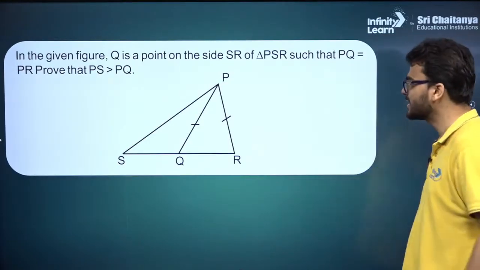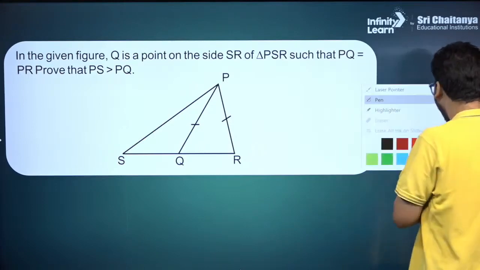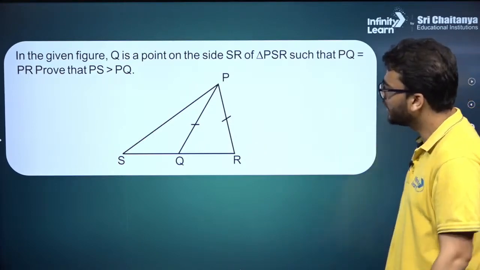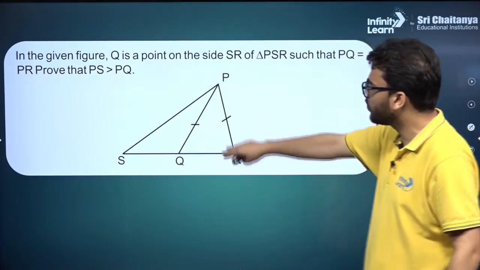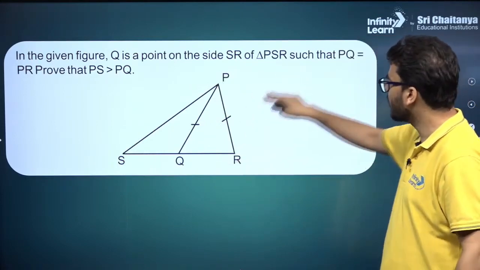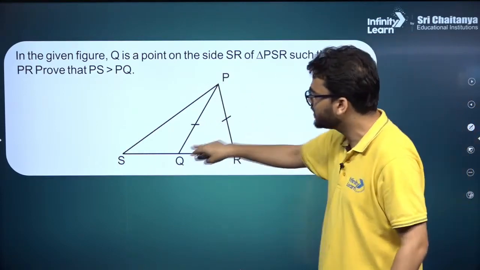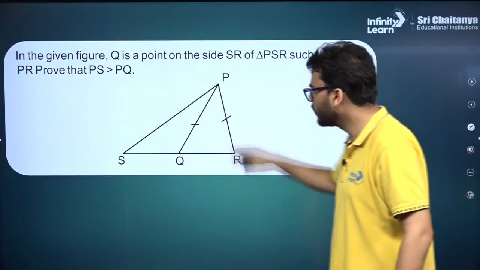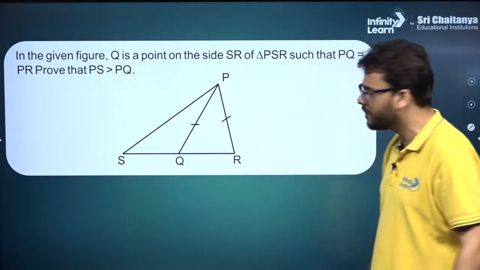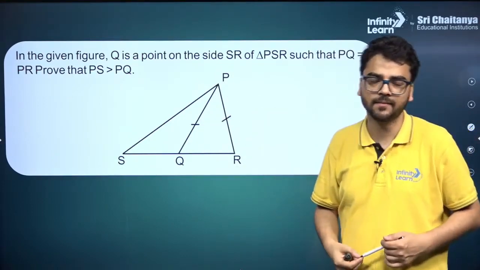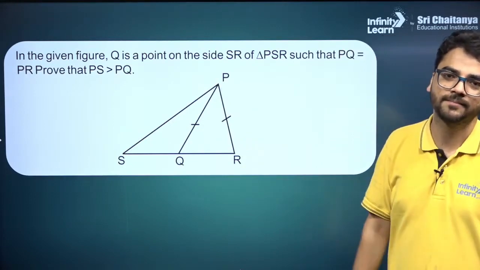So let's do this, guys. These things can also come up, obviously. It is given in the question that Q is a point on side SR of this triangle such that PQ is equal to PR. We have to prove that PS is greater than PR. How can we do that? Tell me, guys. How can we prove it?